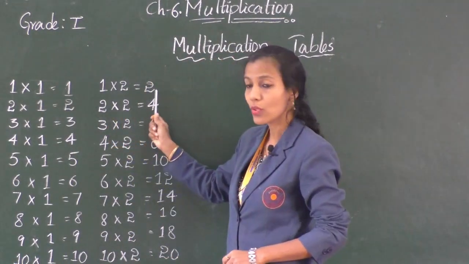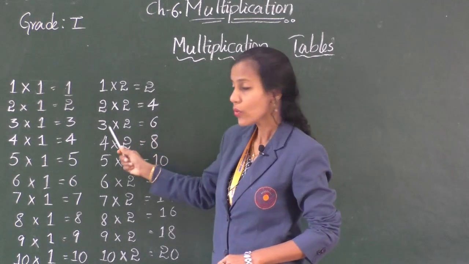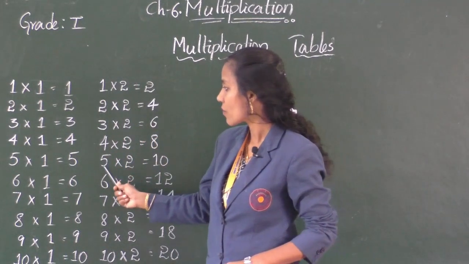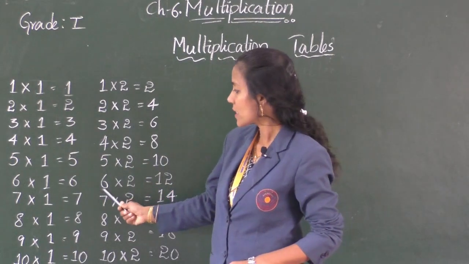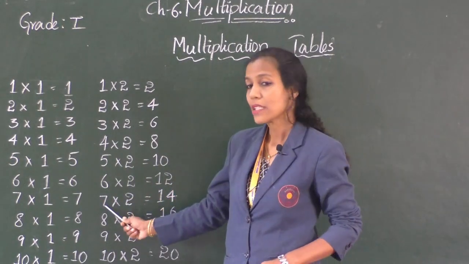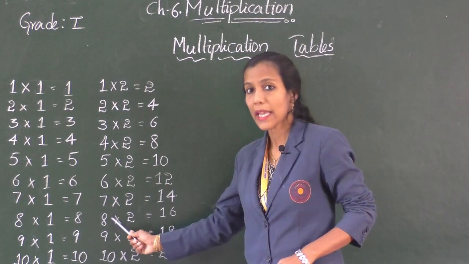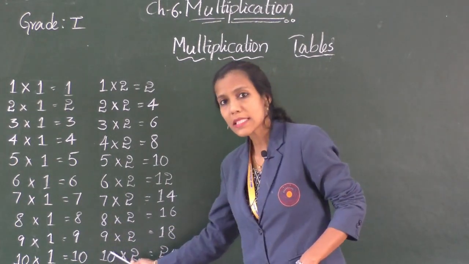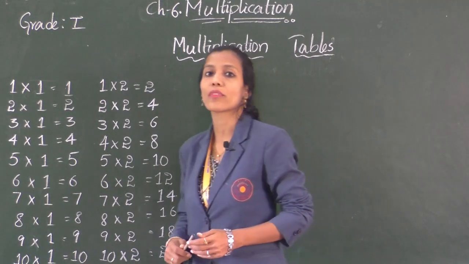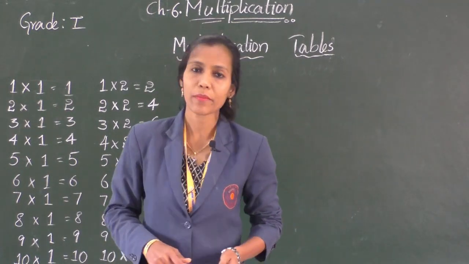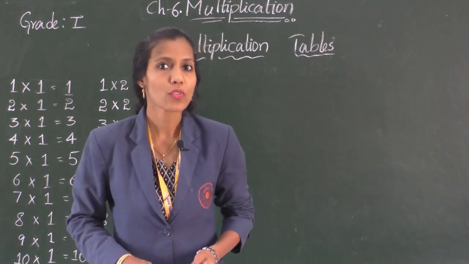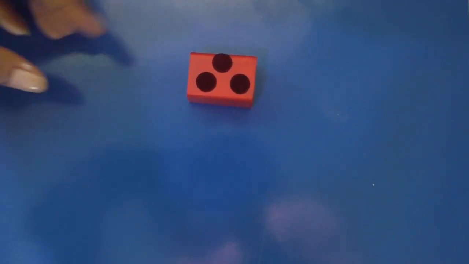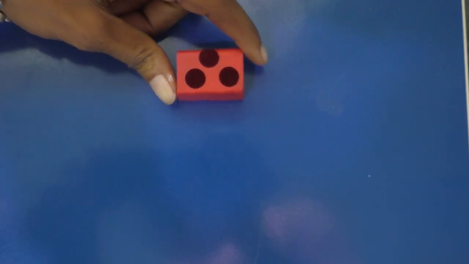1 into 2 is 2, 2 into 2 is 4, 3 into 2 is 6, 4 into 2 is 8, 5 into 2 is 10, 6 into 2 is 12, 7 into 2 is 14, 8 into 2 is 16, 9 into 2 is 18, 10 into 2 is 20. So we are done with our 2's table. Now we'll do 3's table. Similarly, we'll build the table for 3 with the help of blocks.